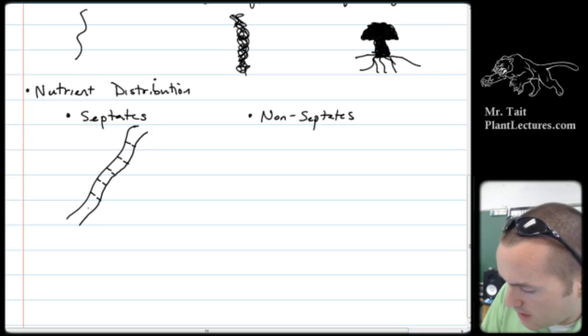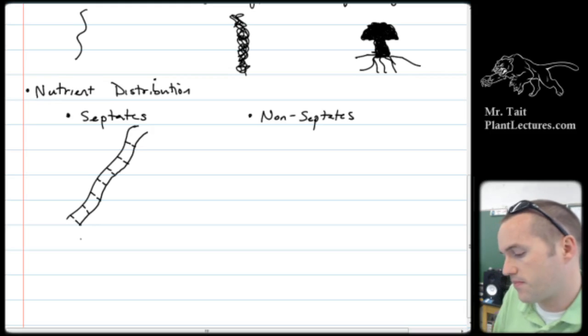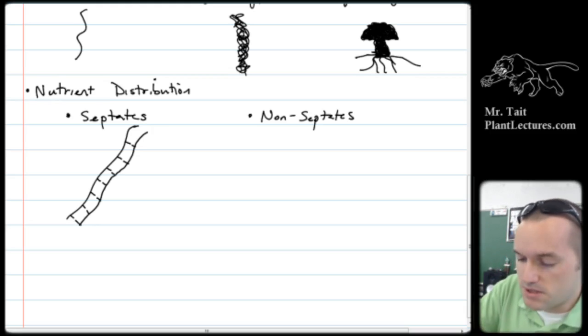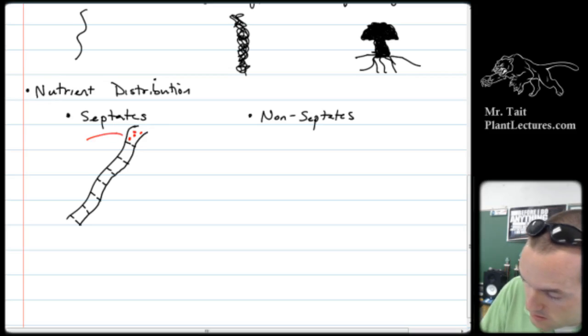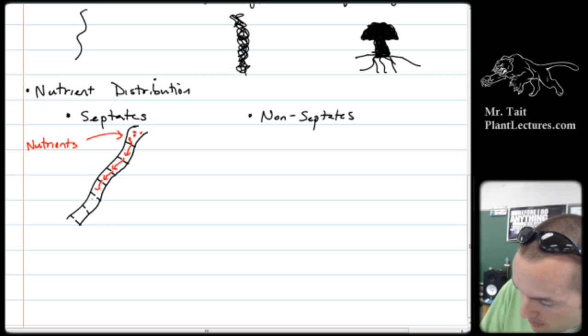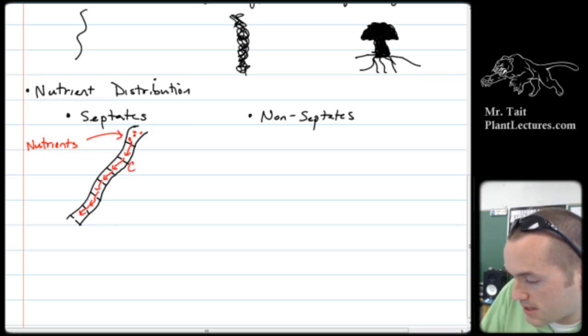But the cell walls have holes in them, like that. Okay, so let's say there's some nutrients up at the top. These are nutrients. Those nutrients can flow through each of these little holes here, in a process that's called cytoplasmic streaming.